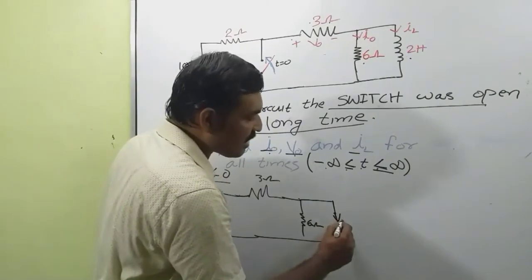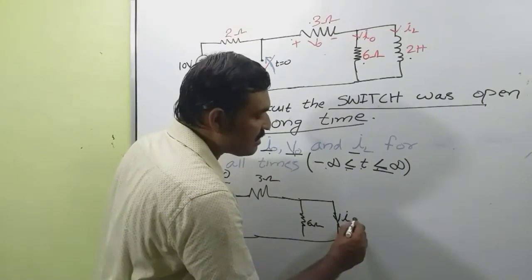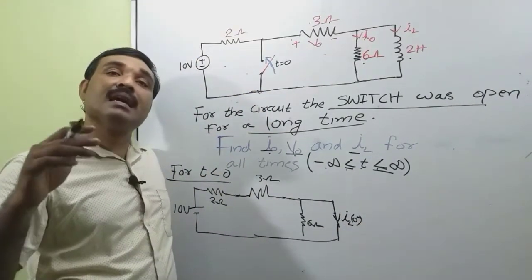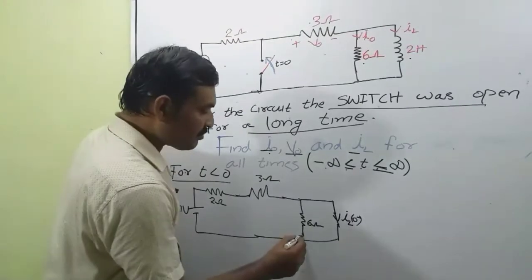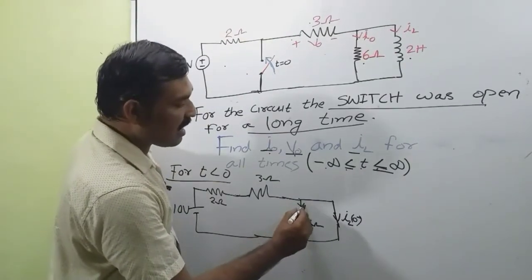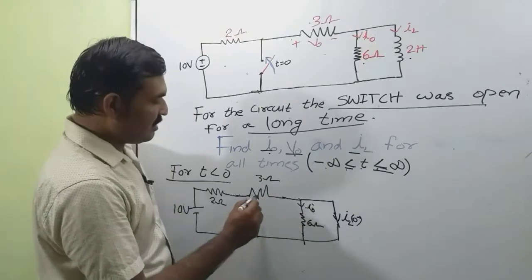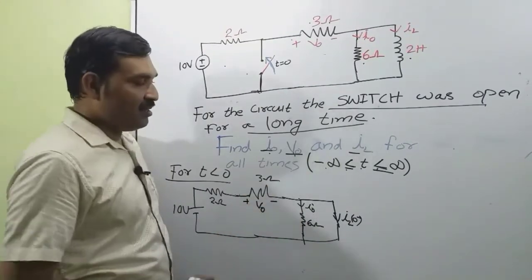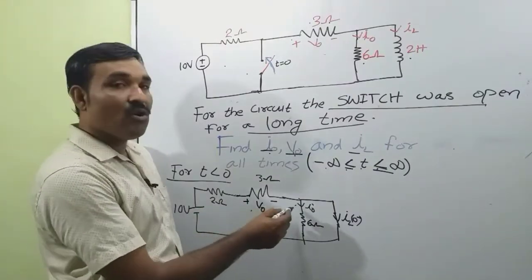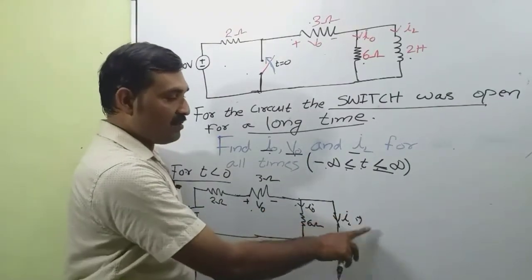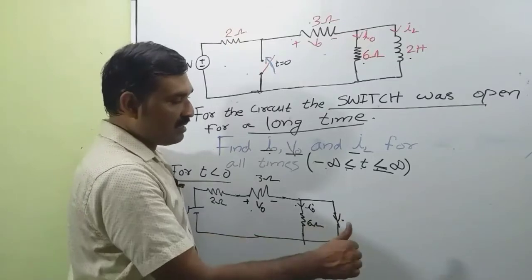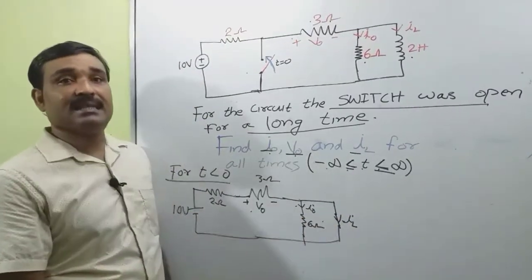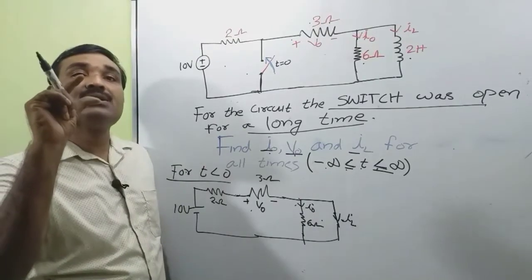And now this is the current through the circuit, IL 0 minus, that is the current before t less than 0. Now this is the current I naught. This is the voltage across the 3 ohm resistance, that is V naught. Now we want to find V naught, I naught and IL. Let IL be the current through this inductance, that is the short circuit switch.